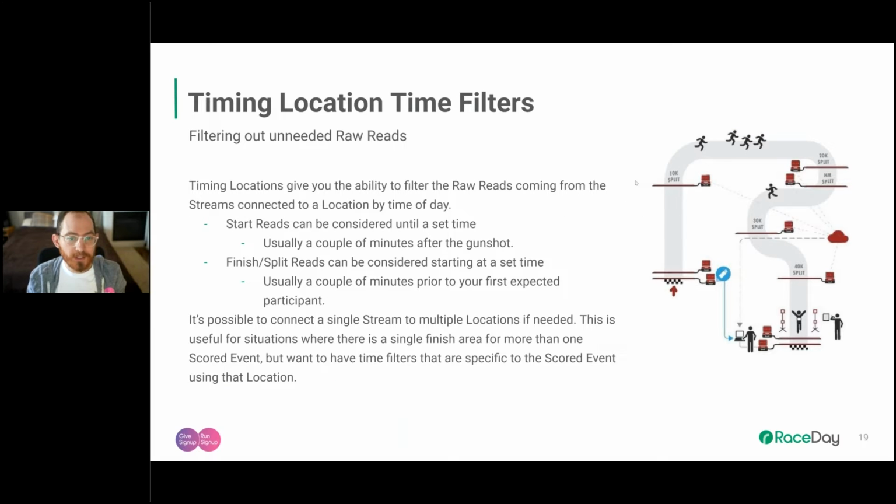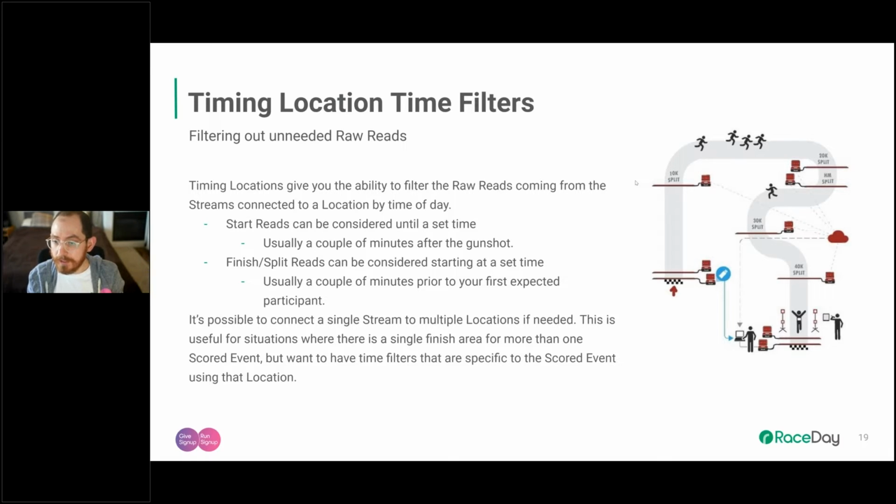So timing locations, again, give you that ability to filter the raw reads coming from the streams connected to a location by the time of day. Start reads can be considered until a set time, usually a couple minutes after the gunshot, and the finish or split reads can be considered starting at a set time, usually a couple of minutes prior to your first expected participant there. It is possible to connect a single stream to multiple locations if needed. This is useful for situations where there is a single finish area for more than one scored event, but you want to have time filters that are specific to the scored event using that location.